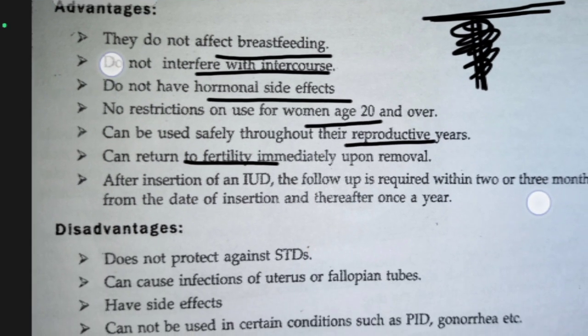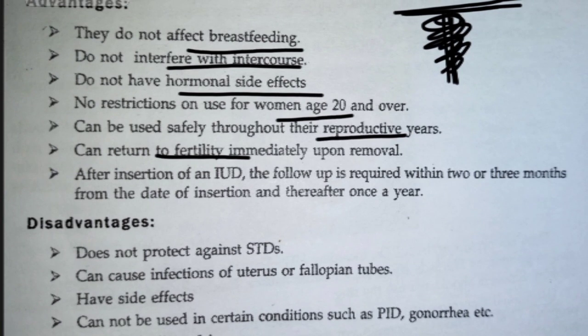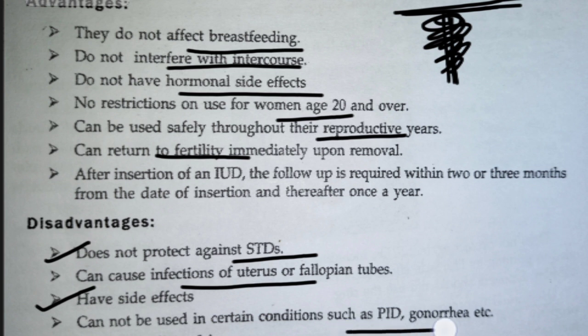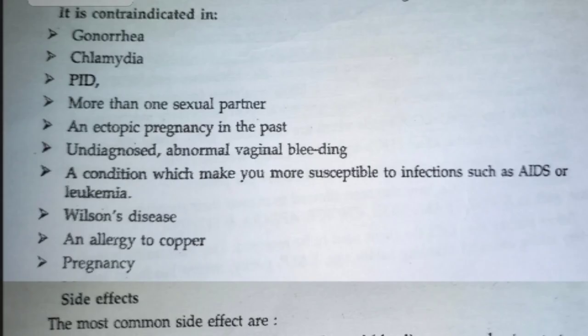And next we have disadvantages, like it will not protect us from sexually transmitted diseases, and there might be an infection occurring because of this. They have some kind of side effects, but not really severe ones. And these are the sexually transmitted diseases examples. These are the disadvantages of IUDs.